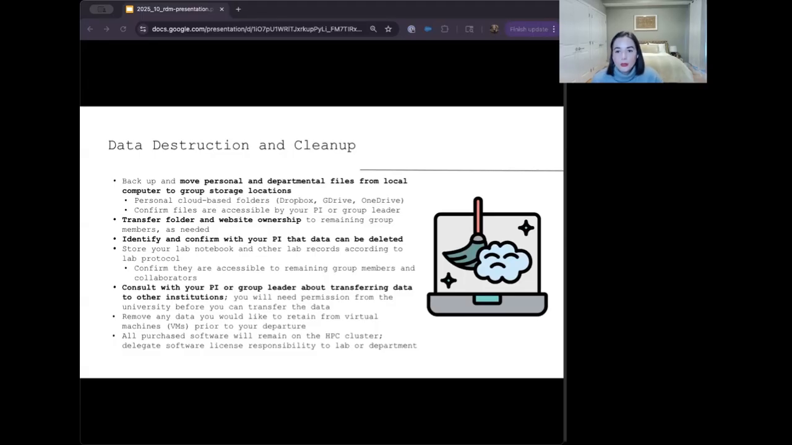And lastly, if you'd like to take data with you, if you're getting ready to leave the university and you are moving somewhere else and you want to bring the data with you from your project, you do have to get permission from the university to do so. You will have to get written permission from the university to take data. So please consult with your PI and your department before you remove any data from the university.